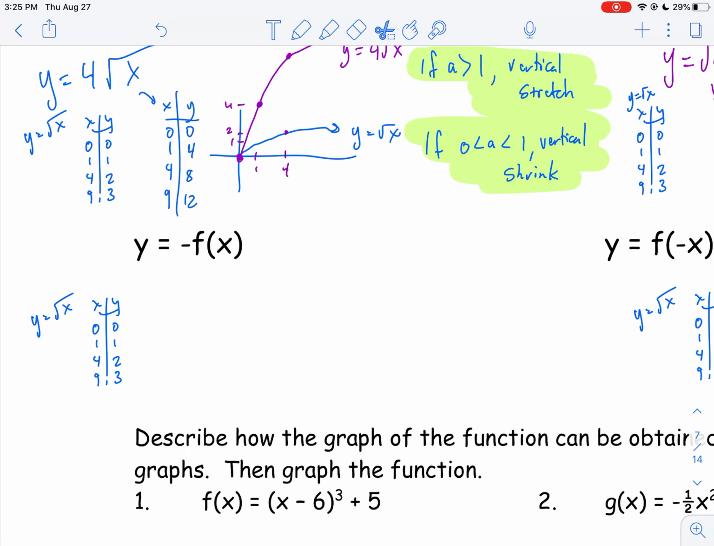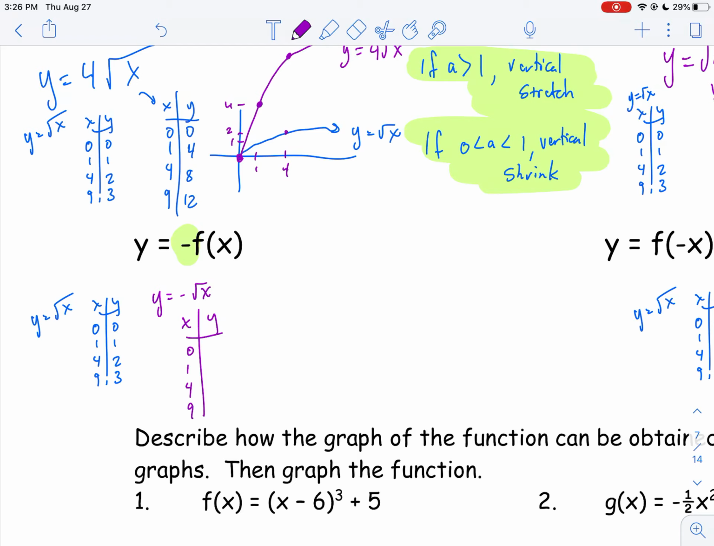What about negative signs? What if I put a negative in front of the function? What's that going to do? Well, let's try it out. Do purple. Y equals the negative square root of x. I've got x and y. I could still put 0, 1, 4, 9 in. Notice I'm skipping because I don't want to deal with decimals. So I picked these numbers. They're nicer.